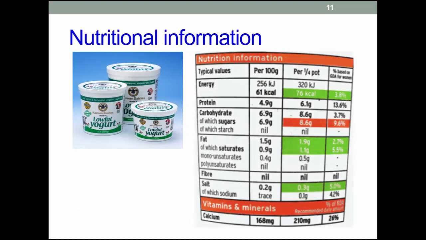Piece of yogurt, if you look at the information for yogurt, it's presented in a couple of different ways. 100 gram, which I always think is more useful, quarter pot, which I don't think is useful at all, how big is a pot. But it also has the percentage based on the guideline daily amounts for women. So for energy, it's saying 100 grams would be 3.8% of the energy. And if you go right down the bottom, calcium, 100 grams of this yogurt would provide 26% of the calcium. So that's quite useful information.